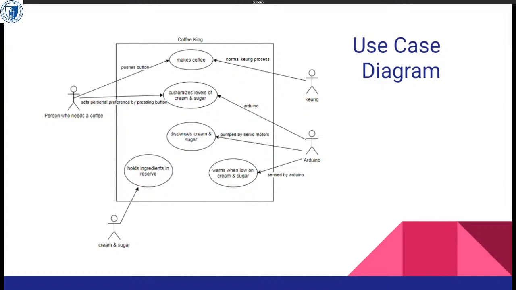Our use case diagram hasn't really changed much since we first created it. You have the person who needs the coffee who pushes the buttons to set your personal preferences for cream and sugar, and also to start the Keurig process. The Keurig will brew as normal, and then the Coffee King, controlled by the Arduino, will dispense the cream and sugar as it goes, and the Coffee King will let you know when either supply is low.